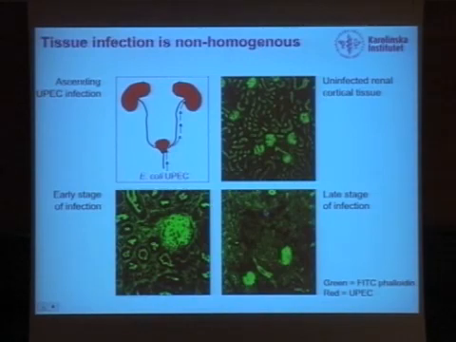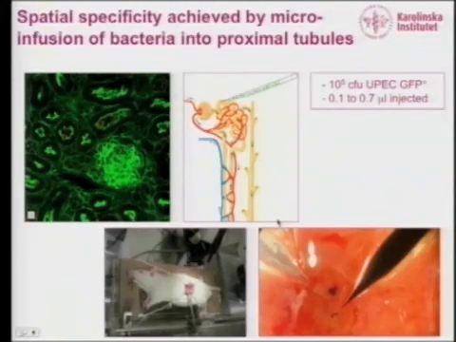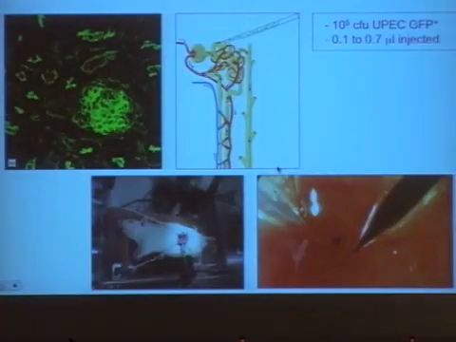So what this tells us is we need a system that allows spatial and temporal control of the delivery of the bacteria, because we want to know when the infection started. To do so, we are using a microinfusion system, so that when we have the kidney exteriorized like this, we can use these very sharp needles to inject 10 to the 5th bacteria in a volume between 0.1 and 0.7 microliters. We do this very slowly, so that we follow the same rate at which the primary urine is filtered and goes through the tubules.